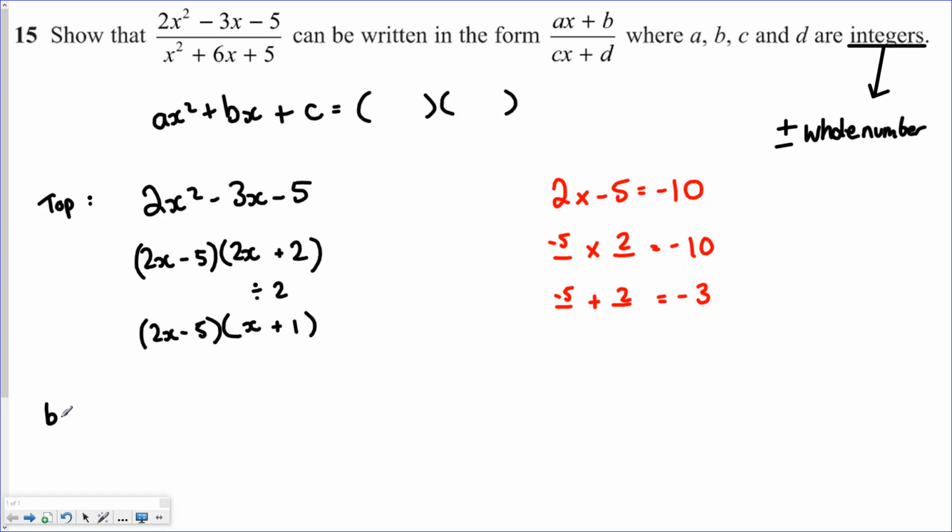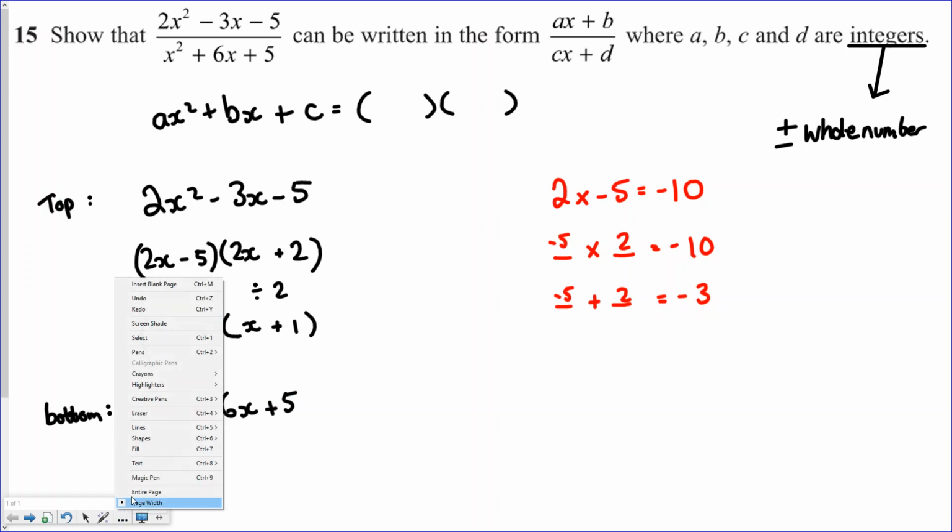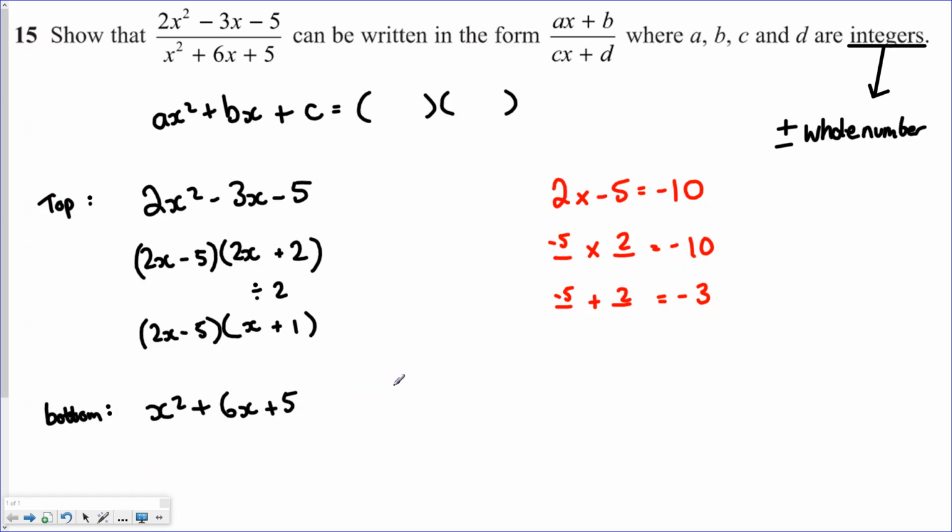We're now going to do the bottom, which is a little bit easier. x squared plus 6x plus 5. I'll do some side working out for this one as well, in a different color, let's do it in blue. Now the rule for this one is a little bit simpler. You need to find two numbers that multiply to give you c, which in this case is 5, and the same two numbers need to add to give you b, which in this case is 6.